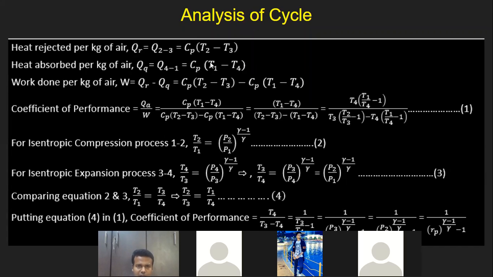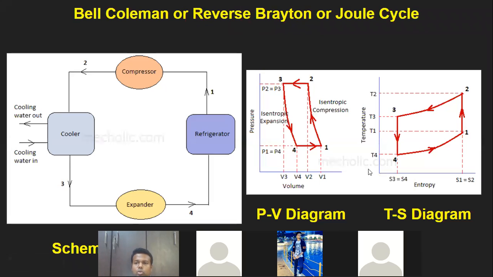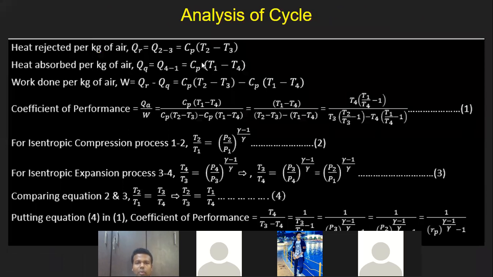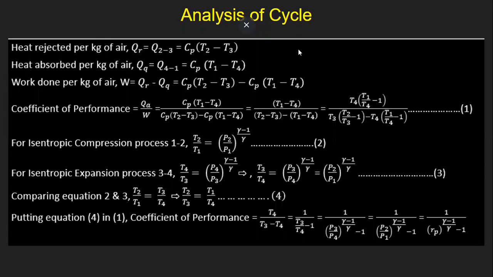So here I have written T2 minus T3, because you can see that T2 is greater than T3. So we will get T2 minus T3, and this entire term will be a positive value. That means it is heat rejected. Let us say 50 kilojoule of heat is rejected. You can't say that minus 50 kilojoule is rejected, right? You can't say it like this.